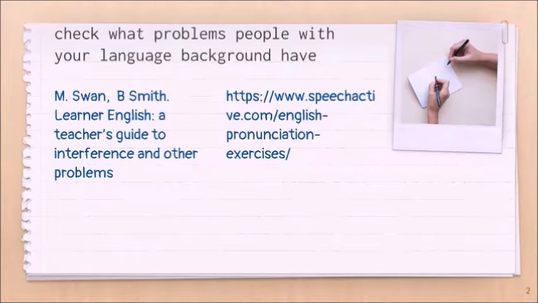The first thing I would like to say is quite obvious. The mistakes you make in the pronunciation of consonants depend on your native language. To find out what particular problems you may have, please check the Michael Swan and Bernard Smith book, Learner English: A Teacher's Guide to Interference and Other Problems, or the link I attach below.